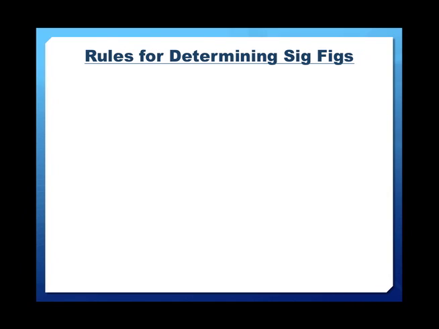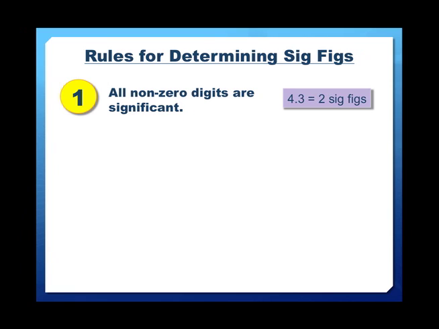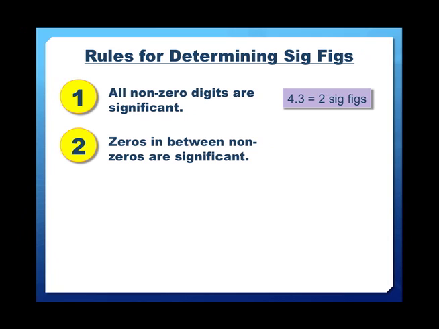How do we know which figures are significant and which are not? Well, there are a couple simple rules to follow. 1. Any non-zero digit is significant. 1, 2, 3, up to 9, they are all significant. We will see that only zeros can be insignificant. So 4.3 has two significant figures. 2. Zeros in between non-zero digits are significant. So 4.03 has three significant figures.